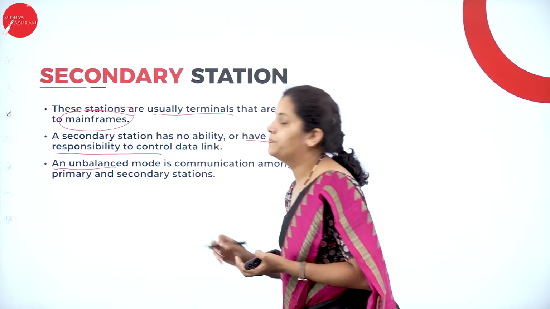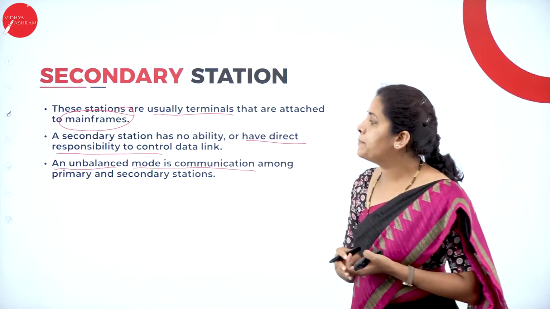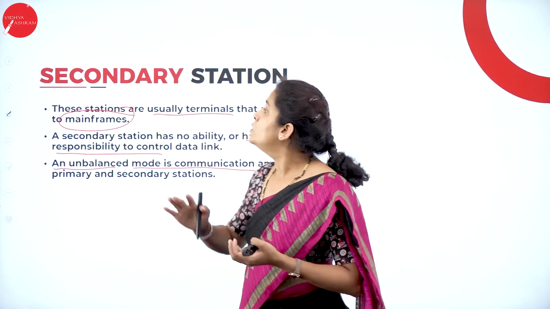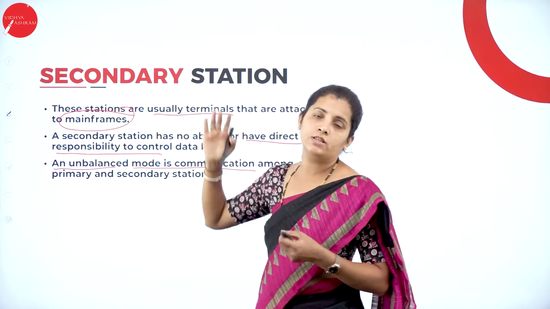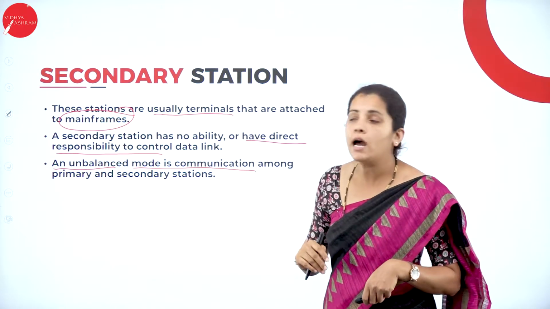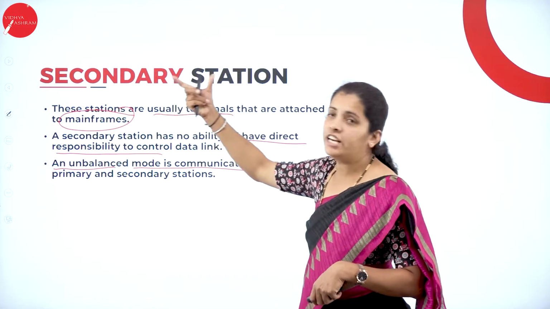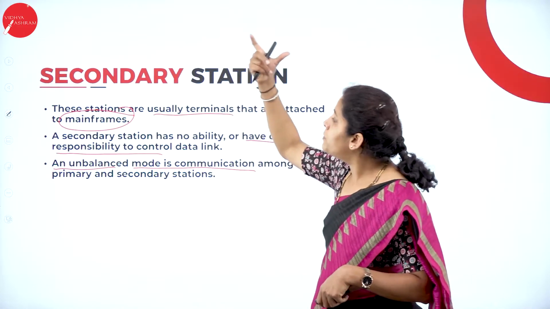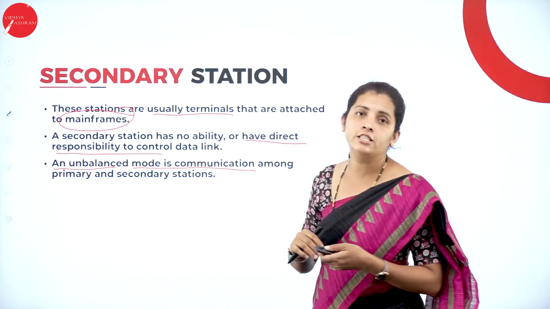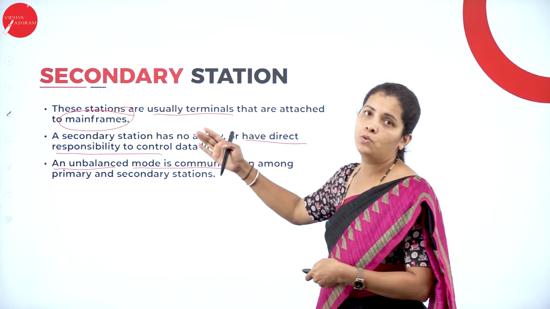It uses unbalanced mode of communication between the primary and secondary station. That means to communicate between the secondary station and the primary station, they are going to use the unbalanced communication mode. I repeat, to communicate with each other, primary station and secondary station are going to use unbalanced mode.